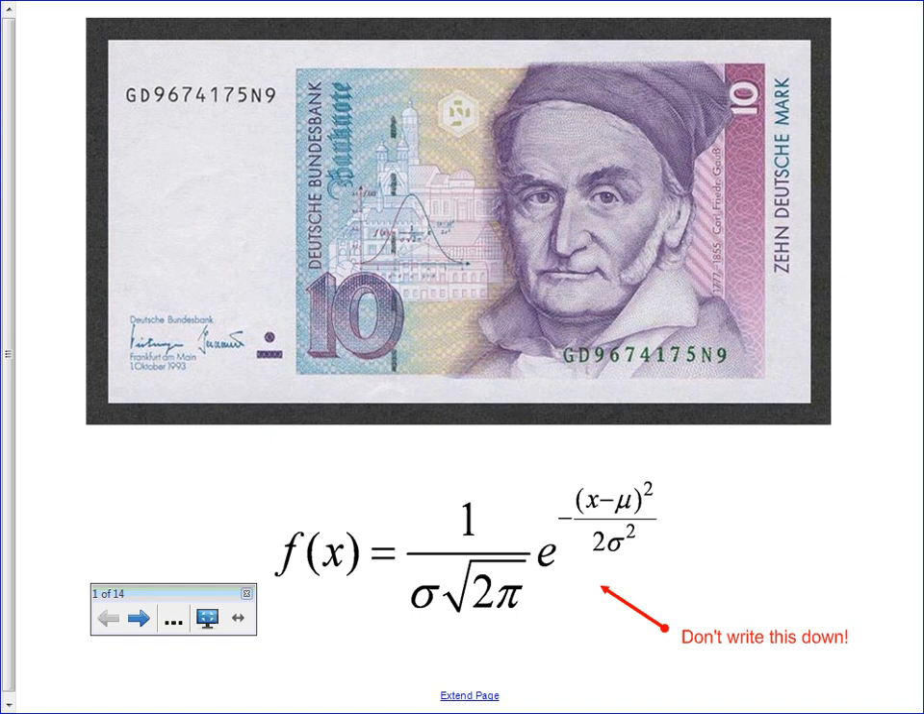Gauss was so awesome that the Germans actually put him on their money. They don't make the $10 Deutschmark anymore because everybody in Europe is using the euro. But, I'm sorry, that's not the perfect euro. Anyway, so should be more like that.